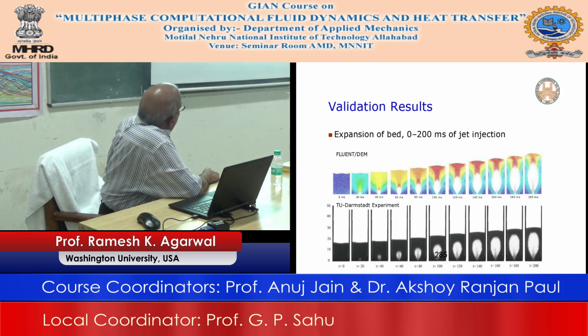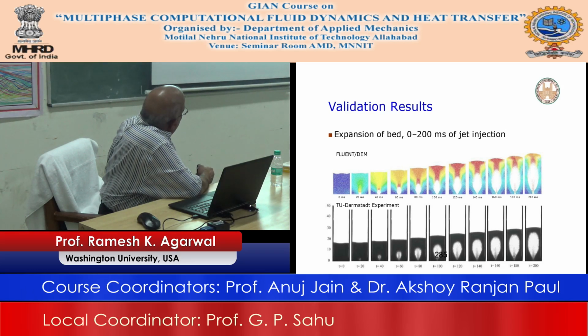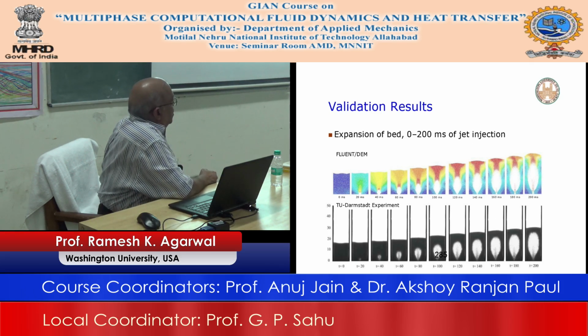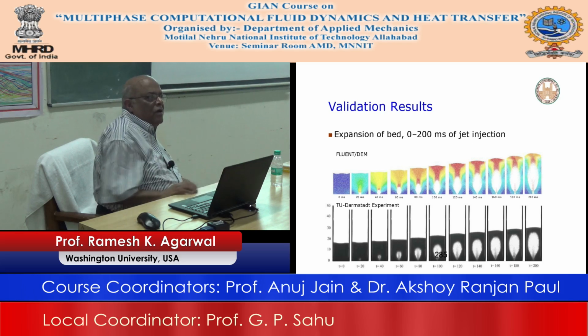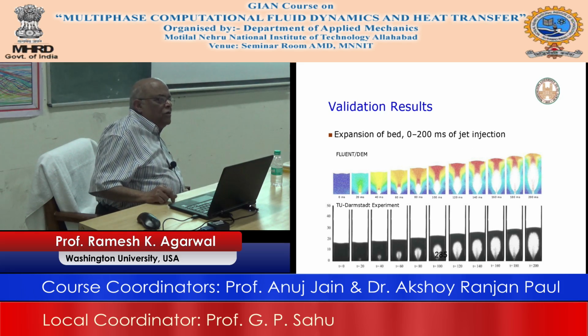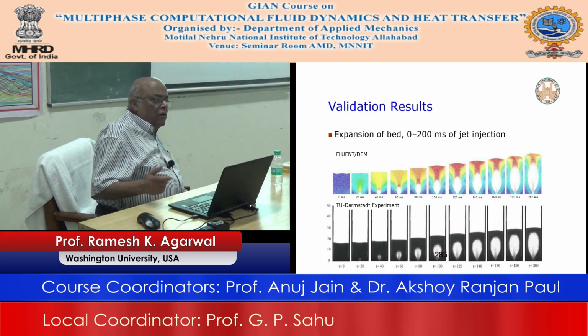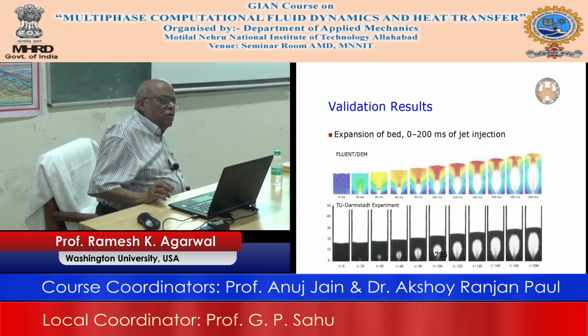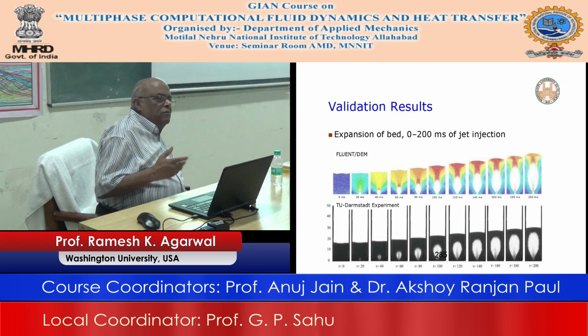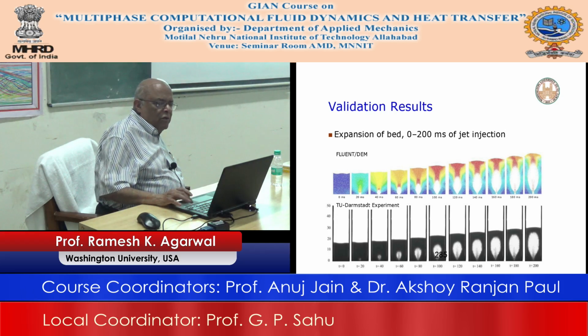So this is the experiment done by people in Germany, and this is the calculation. This white part is the bubble. You can see that from 0 millisecond to 200 millisecond, you can capture the bubble. Now the bubble is important, and this is a single jet injection. You remember that I showed you single jet injection during the first lecture. Now we are doing the two jet injection, and that is where the new research comes in, where the two jet injection is important. There is data being generated at Jiangsu University in China, and we'll use that to see how good it is. But without validation, you don't do this.